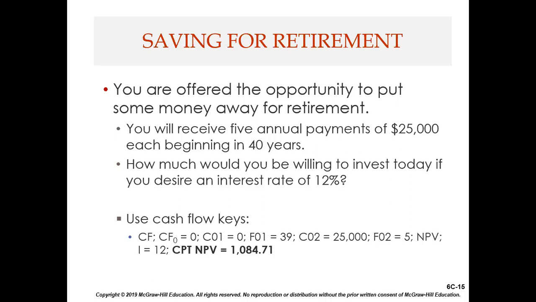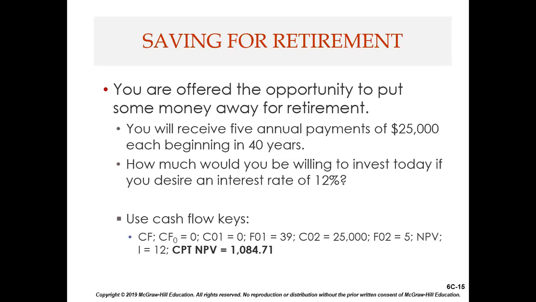Change my N to 43, because remember, it's starting in year 40. So this would be the end of year 40, the end of 41, the end of 42, the end of 43, the end of 44. Present value that one, and that would be 191.23. So that's what I would have to invest, $191.23, in order to receive that $25,000 payment. And then I'm going to do my final year, 44, and then present value that. Hopefully I did this right. And I'm getting 170.74.